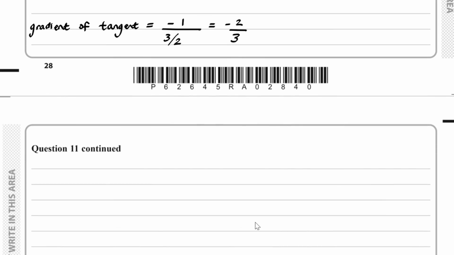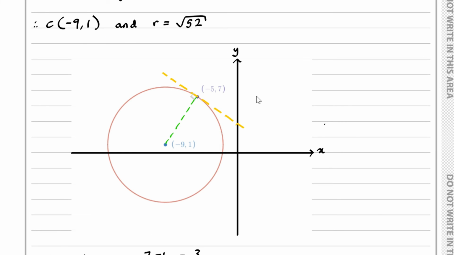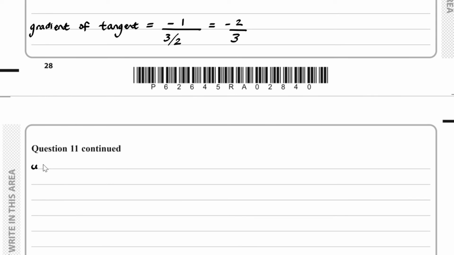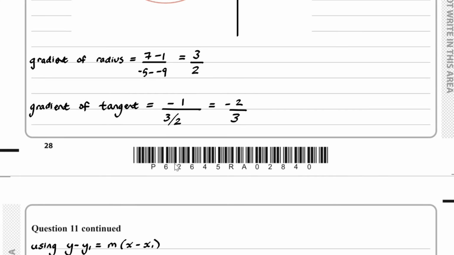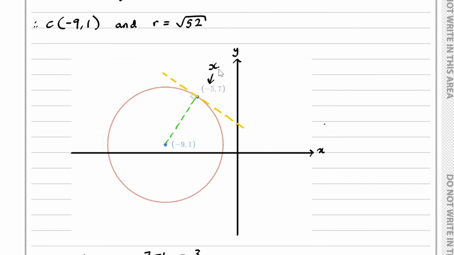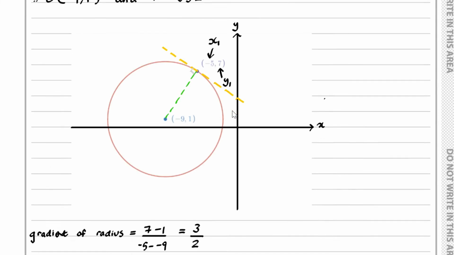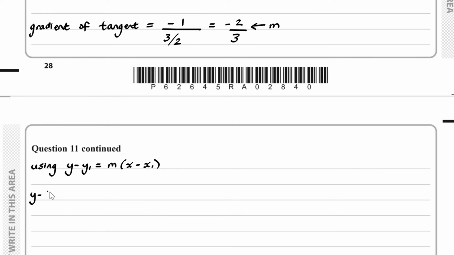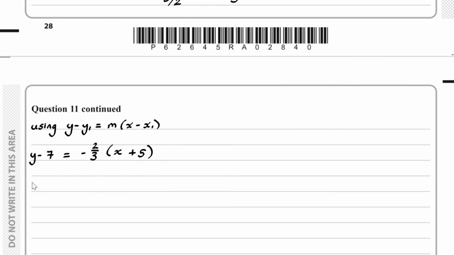And we can now find out the equation of the tangent using y minus y1 equals m lots of x minus x1. So using y minus y1 equals m lots of x minus x1, here this -2/3 will represent m, the gradient of the tangent. The -5 will represent x1, the 7 will represent y1. So therefore we have y minus 7 equals -2/3 lots of x plus 5. So we have 3y minus 21 equals -2x minus 10. And therefore, in conclusion, we have 2x plus 3y minus 11 equals 0.